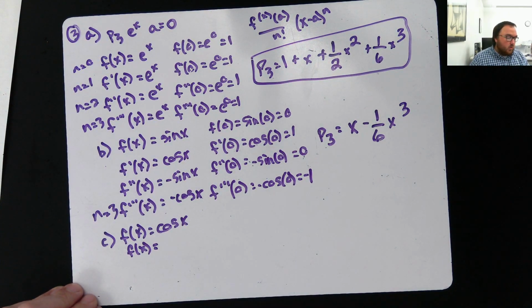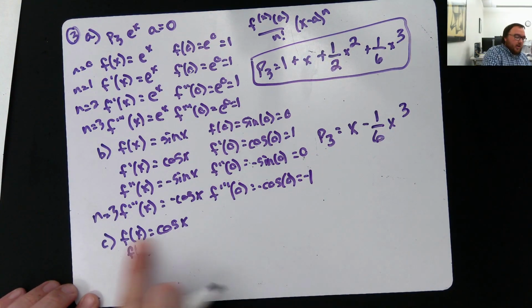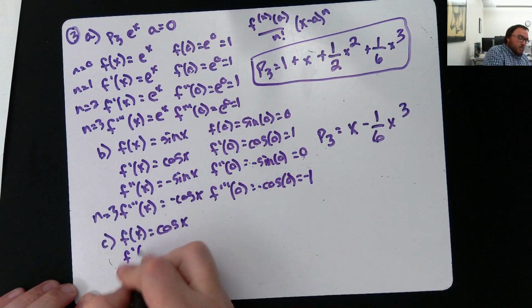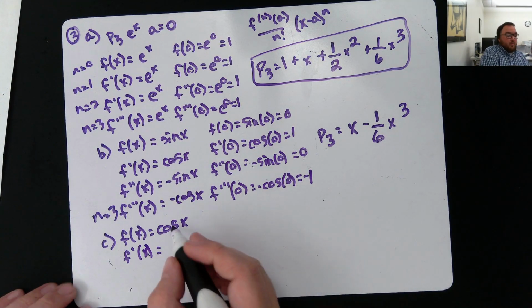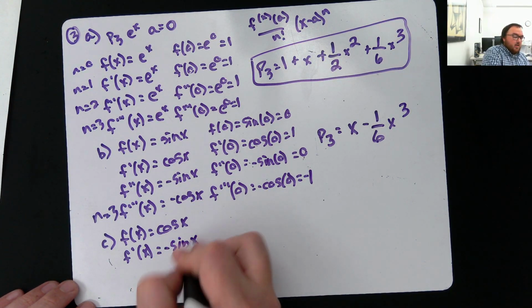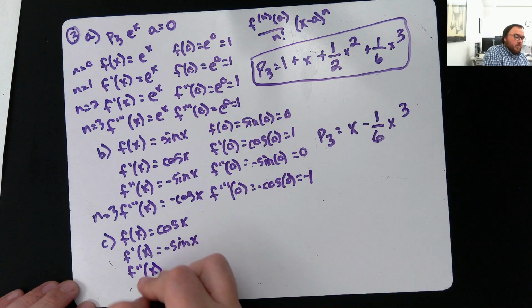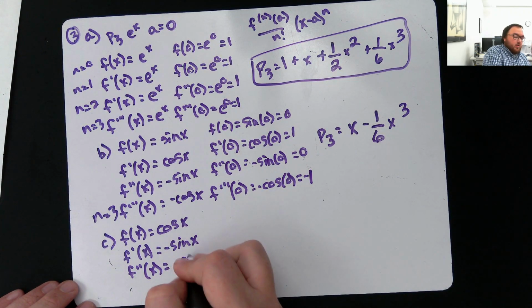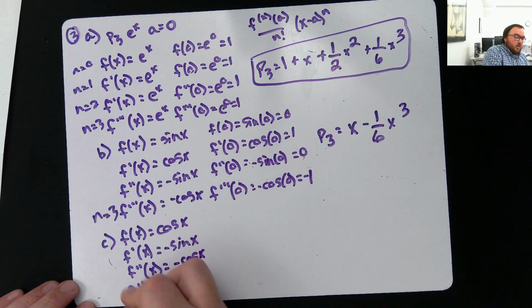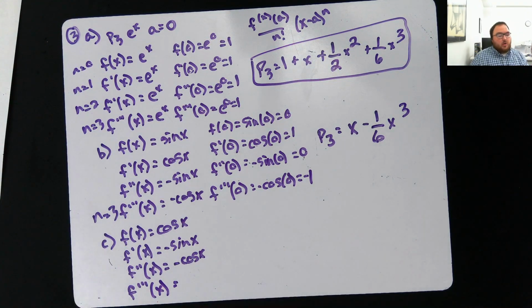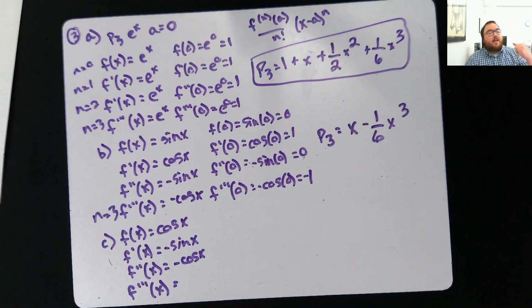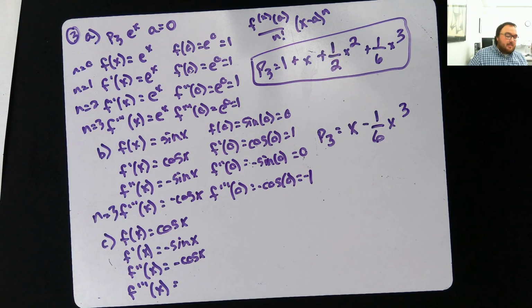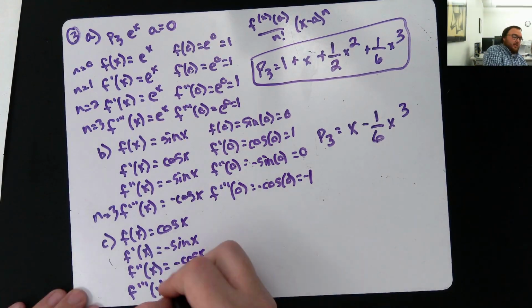F of x is going to be the cosine, which we already did. First derivative, the derivative of cosine is negative sine. Second derivative, the derivative of negative sine is negative cosine. Third derivative, the derivative of negative cosine is negative sine, which would make it positive sine.